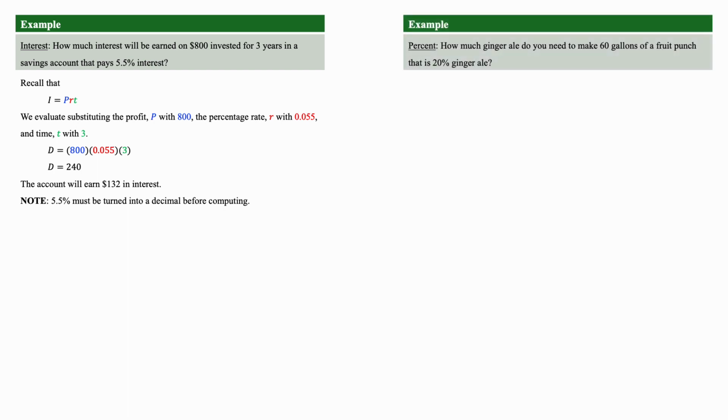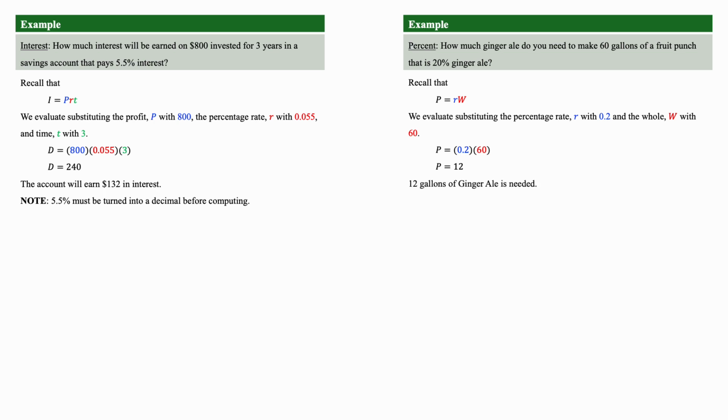All right, in this example, we are going to calculate part of a percent. How much ginger ale do you need to make 60 gallons of fruit punch that is 20% ginger ale? Well, let's first recall that P equals RW. Now, let's substitute the percentage rate R with 0.2 and the whole W with 60. After simplification, we get 12. So, we write this as 12 gallons of ginger ale is needed.